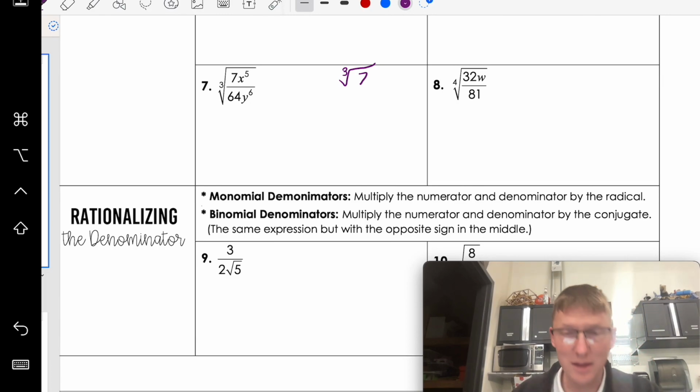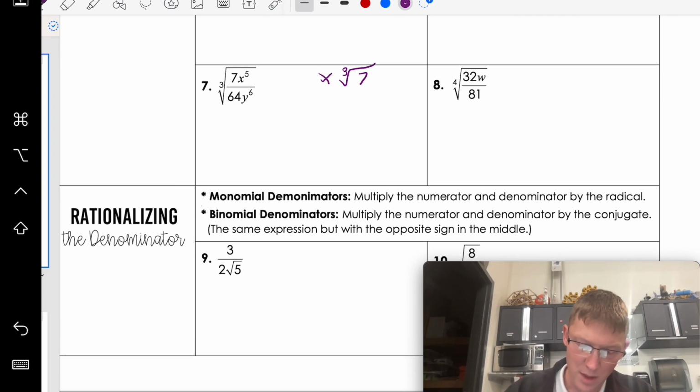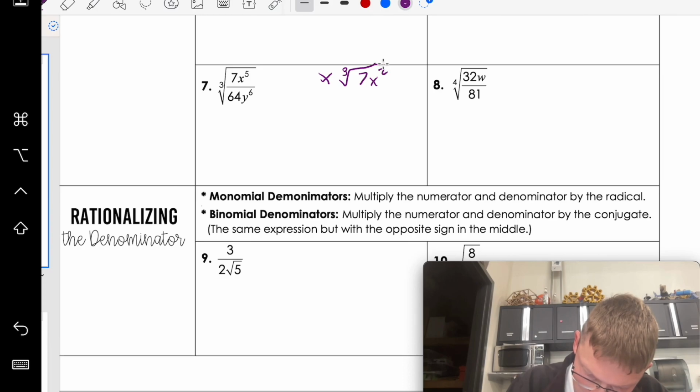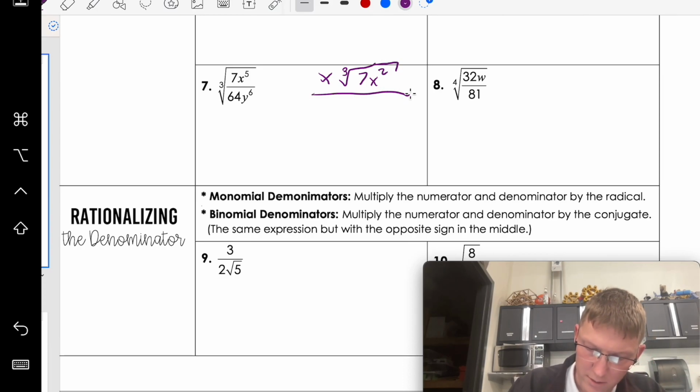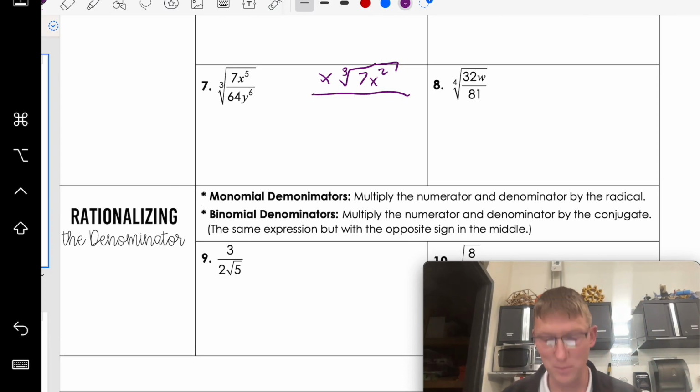X to the 5th, at least one x cubed can come out, so that x is going to be on the outside. And then we're going to have 2 x's left over on the inside of the radical sign. So there's my top. My top is simplified. Then let's look at the bottom.